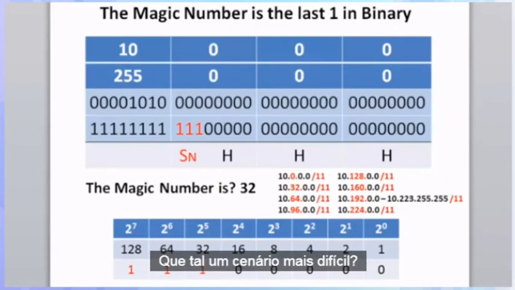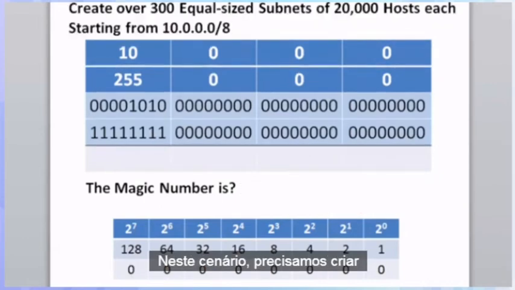What about a more difficult scenario? In this scenario, we need to create over 300 equal-sized subnets of 20,000 hosts each, starting from the 10.0.0.0/8 network. So we need to create a lot more subnets, and we need a lot of hosts. Looking at this situation, we know that we're going to need to borrow bits from the host portion of our subnet mask. The question is, how many bits will we borrow?